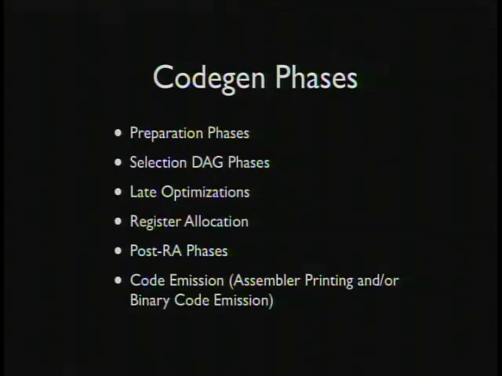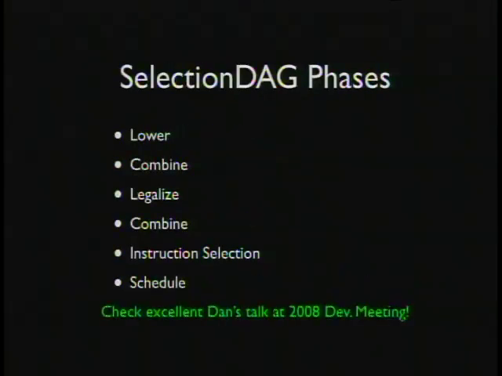Then there are the so-called selection DAG phases, which do all that lowering to the internal representation of the code generator. Also, a few late optimizations are run on top of that IR called selection DAG. Then magic happens and we have registers allocated. Then several phases are done after register allocation. And the last phases are code emission, so either assembler printing or binary code emission for the JIT and so on.